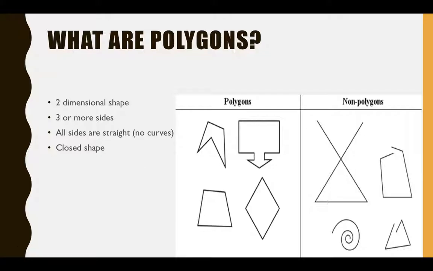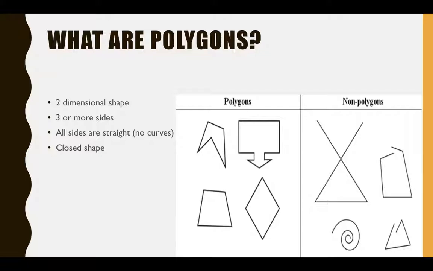And then the last part of this video, we're going to talk about what polygons are. So a polygon has to follow all of these traits. If it doesn't have one of these 4 bullet points, then it does not qualify as a polygon. So first thing, a polygon is a 2-dimensional shape. Can't be 3-dimensional. A cube is not a polygon. A triangular prism is not a polygon. A rectangular pyramid is not a polygon. Those are 3-dimensional shapes. A polygon has to be a 2-dimensional shape.